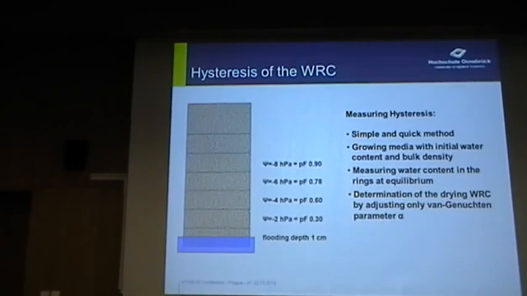So we started measuring hysteresis of the water retention curve for this growing media, and again we tried to keep it simple. This is our container again with these 2 centimeter rings we put in the growing media. Then we apply a flooding depth of 1 centimeter, and after equilibration we should expect a tension of -2 hectopascal 2 centimeters above the surface, and so on. Then again we cut the rings and measured the water content, and could use this to estimate hysteresis.